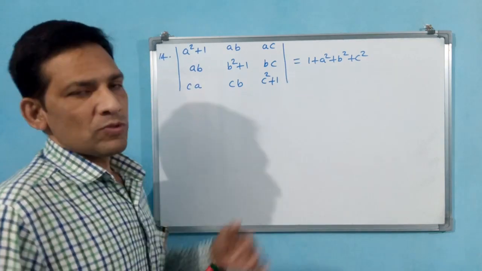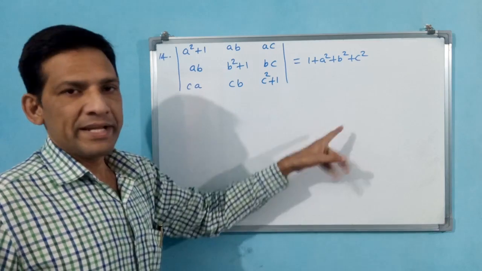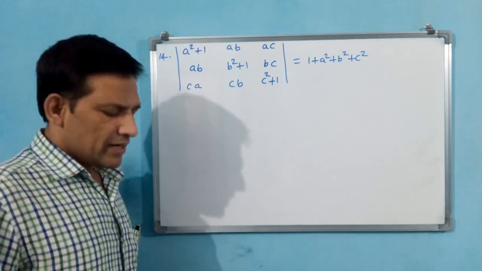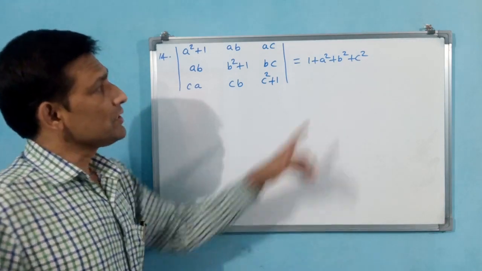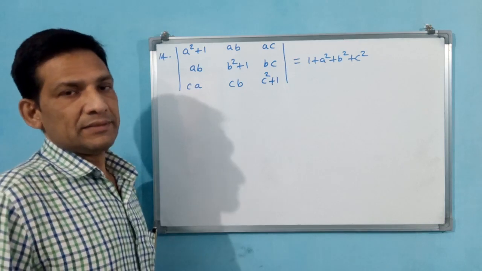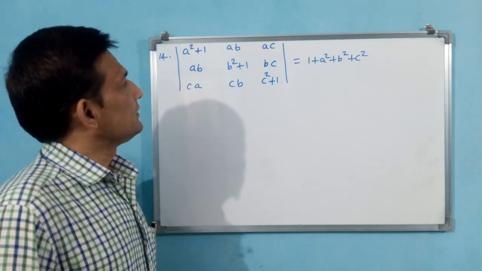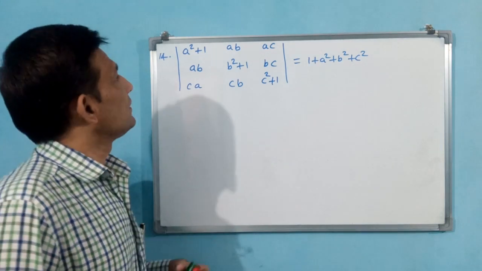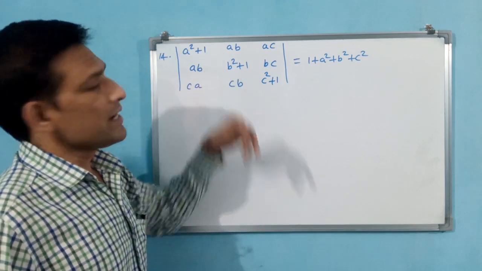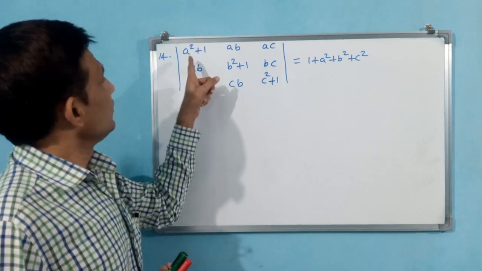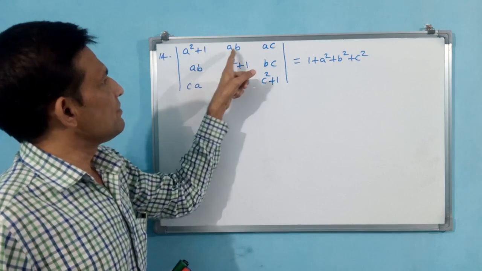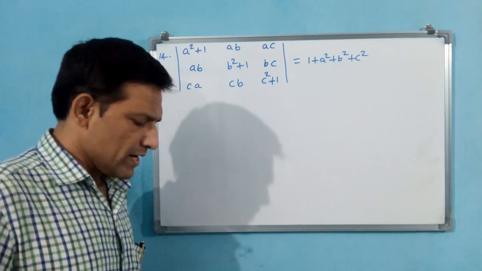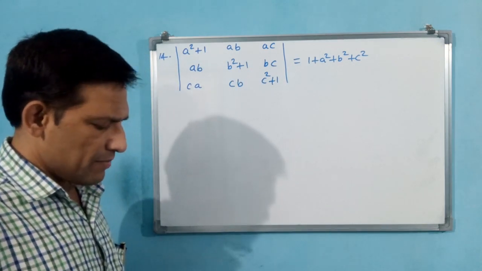Okay, how to prove this? Do you have any idea? Why? Because I always said, you see the answer and proceed like that. And how to proceed? You see first, is there any chance? You see a square plus 1, ab, ac. But how do you get b square plus c square? You see, here I am writing.